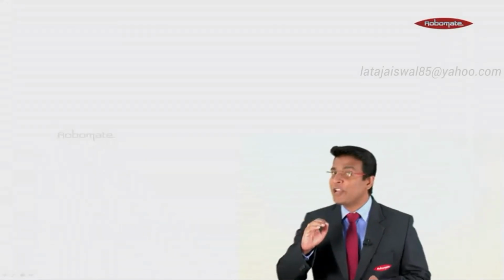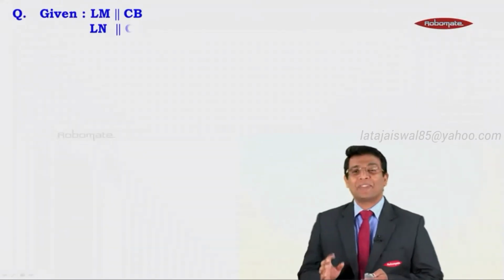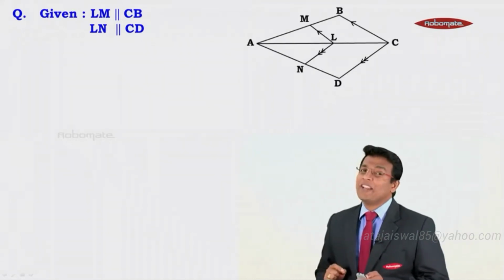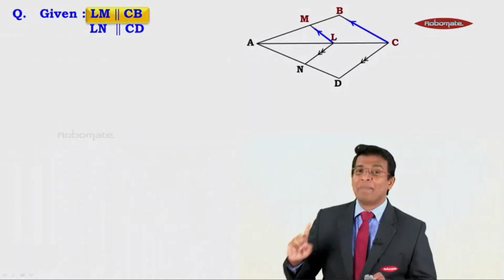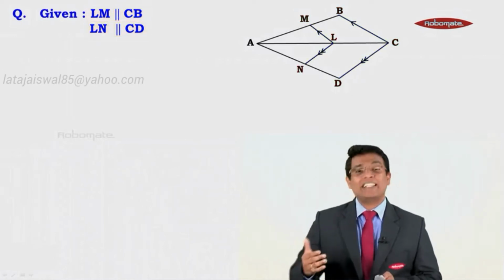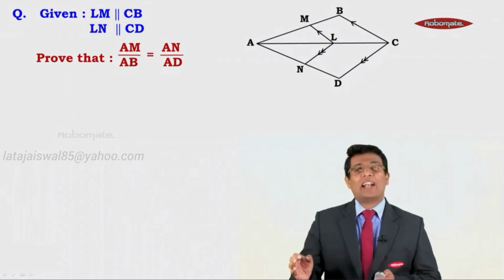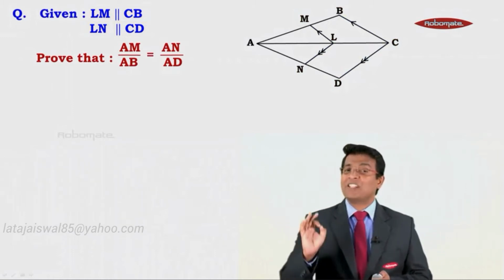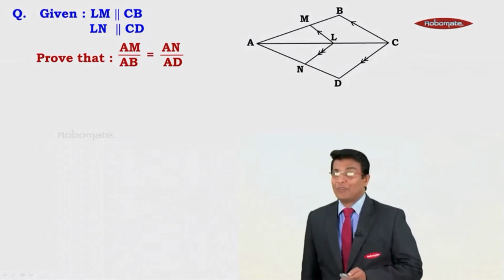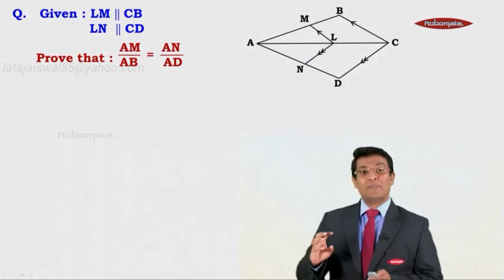Do a very important and a very interesting sum. Let's understand the sum. It says given we have LM parallel to CB and LN parallel to CD. This is what is given to us. And they say prove that AM upon AB is equal to AN upon AD. This is what you are supposed to prove. So this is the given information and the to prove.